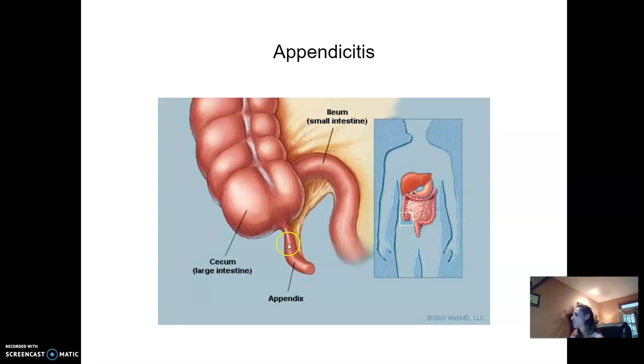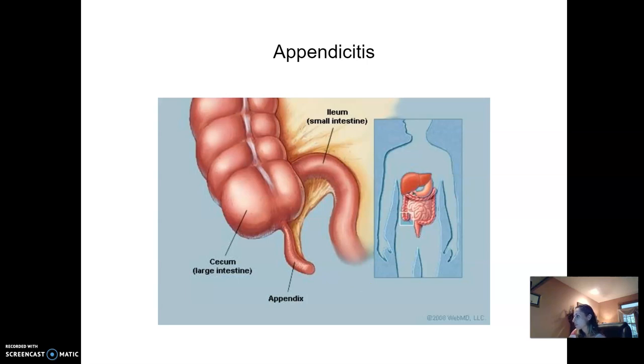When food or mucus or something gets stuck inside of this appendix and it becomes inflamed, it can become so inflamed that it gets infected. It can even rupture and cause peritonitis, which is when all of your bowel contents, once it's ruptured, just start to leak into your peritoneal cavity. So that's definitely not something that we want to happen.